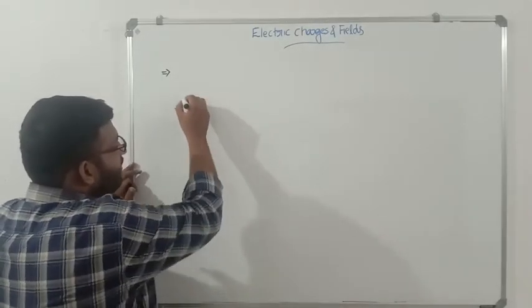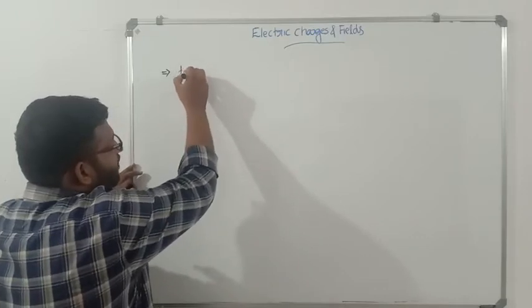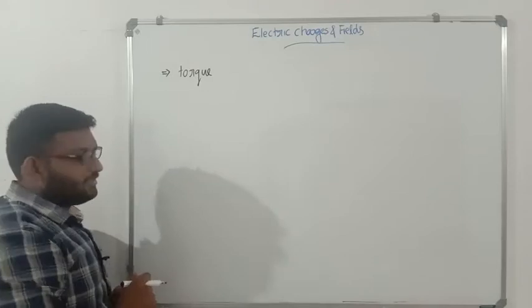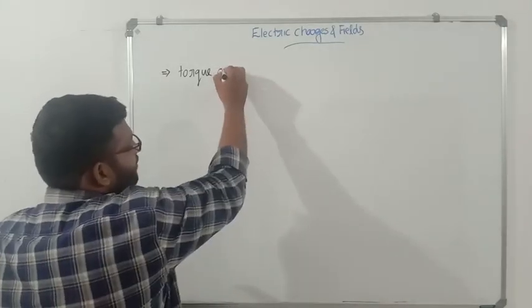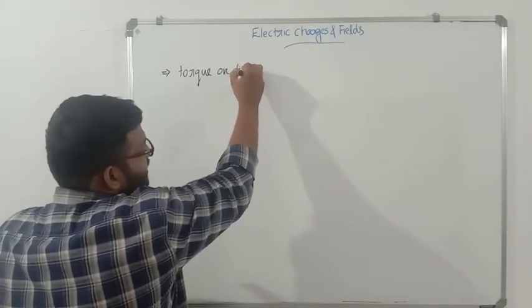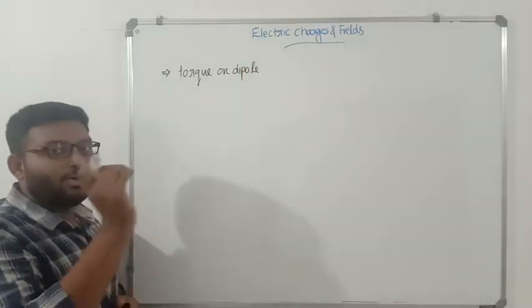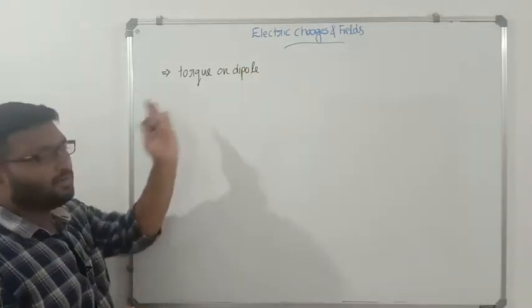Suppose you are having a dipole, you are placing that dipole in a uniform electric field, torque on a dipole. Very simple lecture. Please follow this very simple manner. Try to note down whatever I am simply writing on the board.